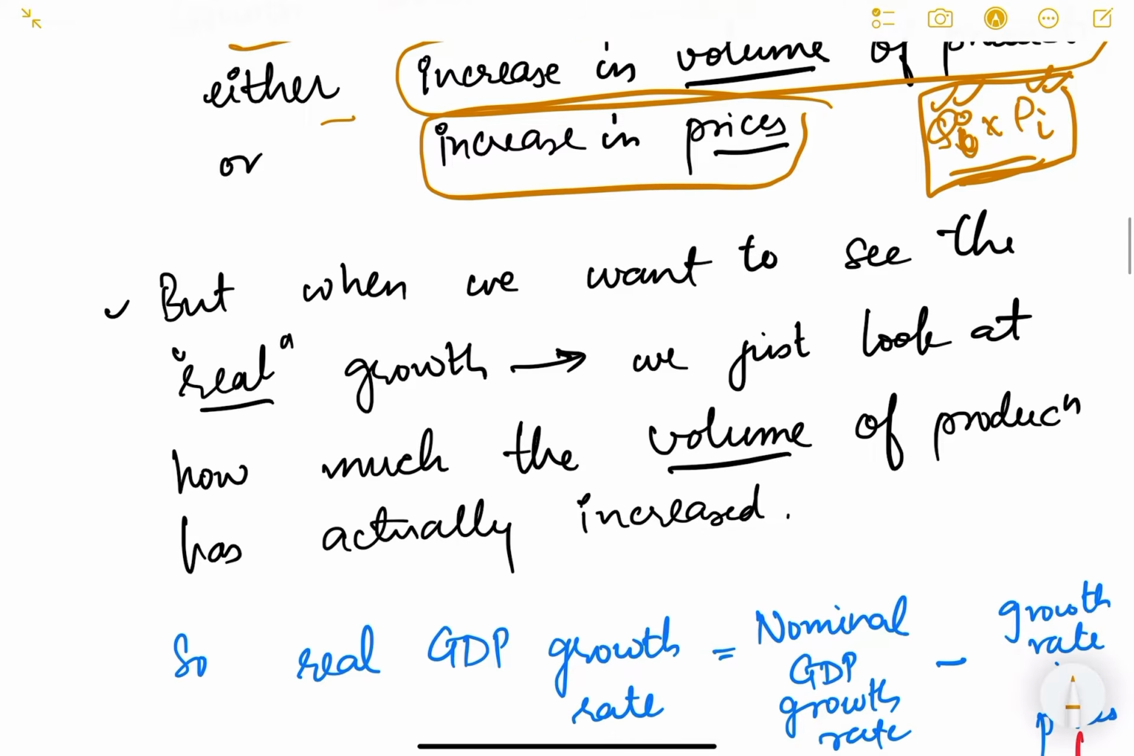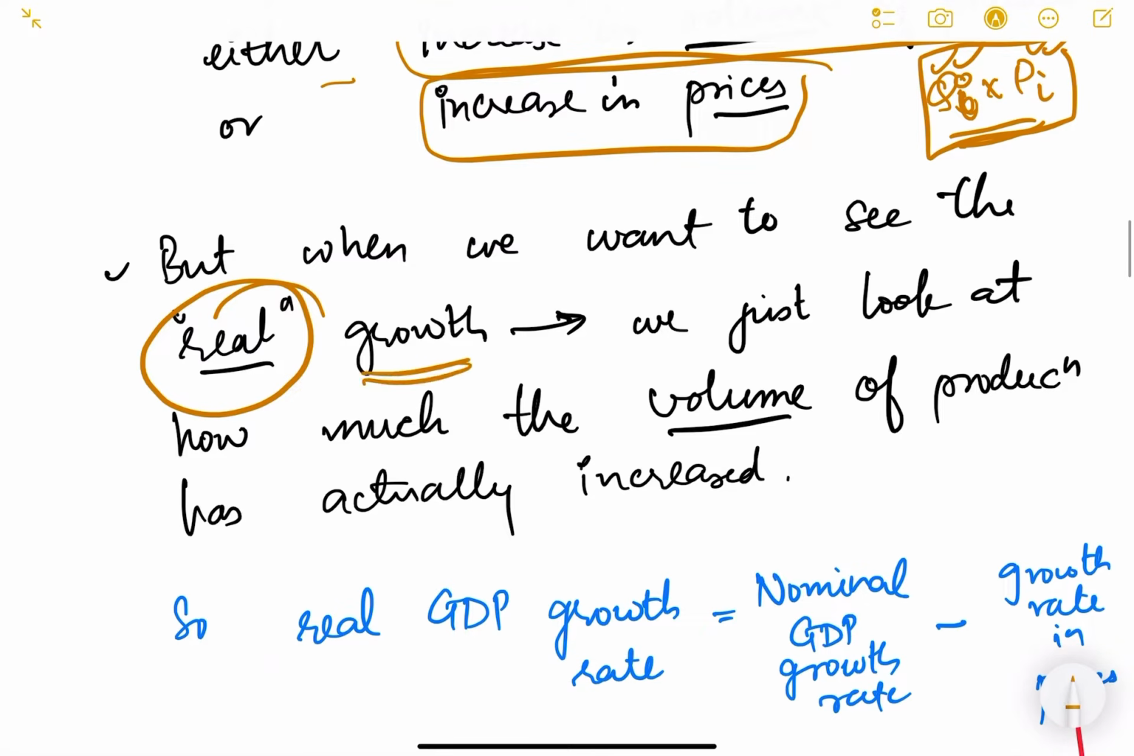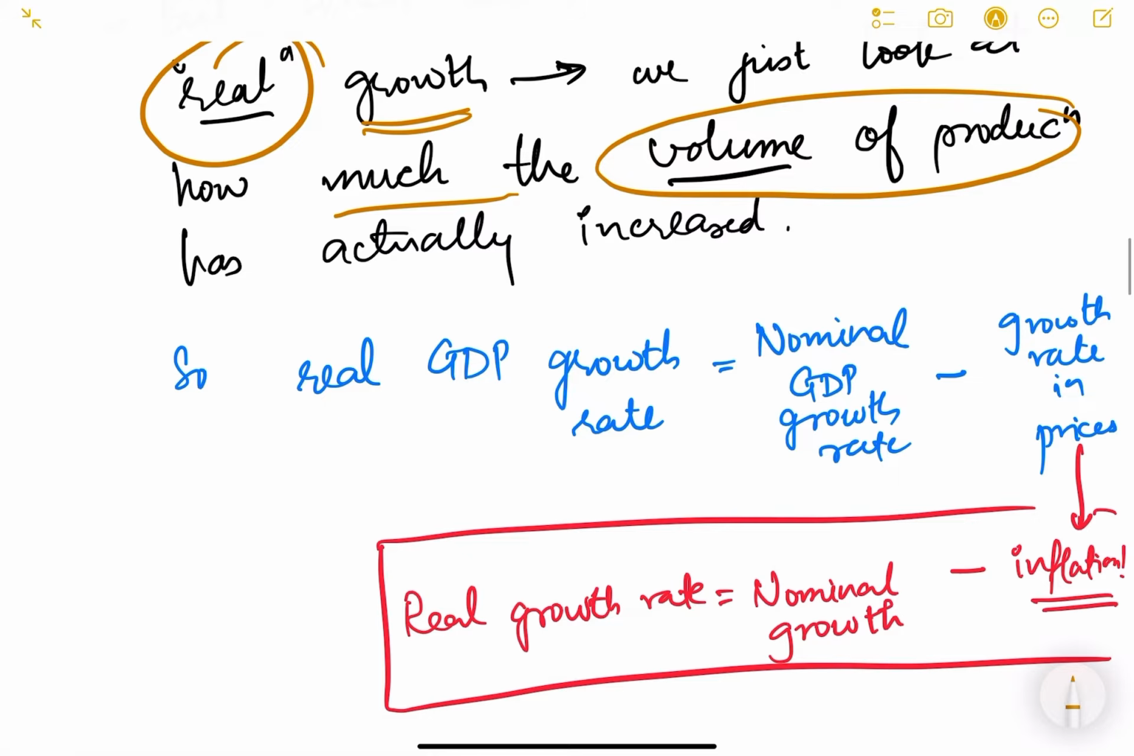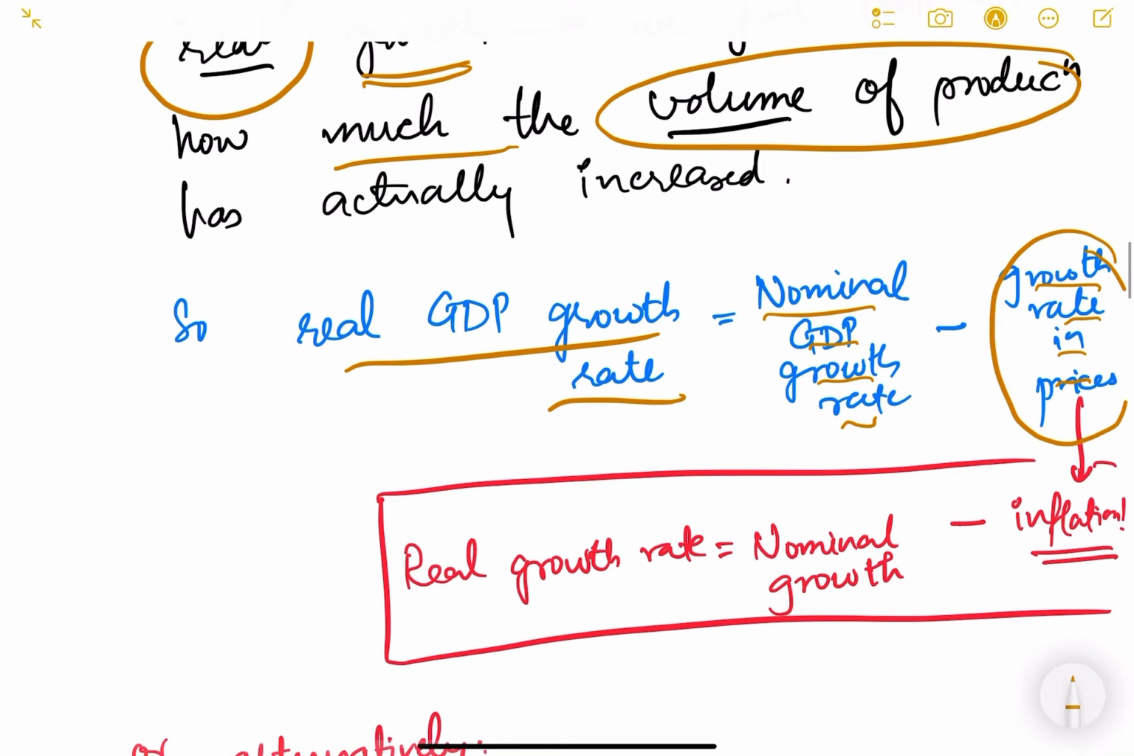But when we want to see the real growth, the actual physical growth, we just look at how much is the growth in the volume of production. Therefore we subtract this increase in prices from the nominal growth rate. So real GDP growth rate is nominal GDP growth rate minus growth rate in prices. Now what is growth rate in prices? Growth rate in prices is nothing but inflation, right?